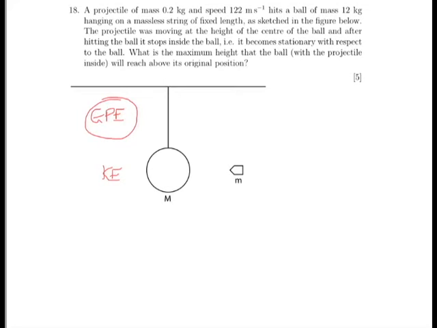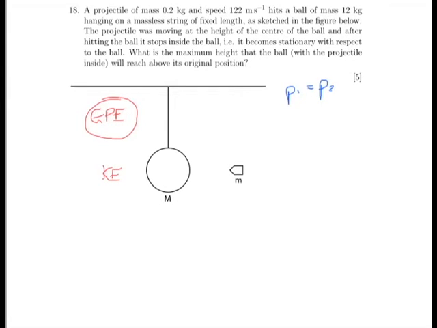Now, the first thing we need to do, however, is we can't work out the kinetic energy of the two objects together without first of all calculating the velocity of the two objects together. And to do that, we need to use conservation of momentum. So conservation of momentum tells us that the momentum before is equal to the momentum after.